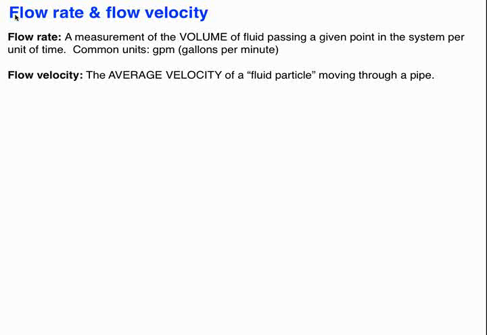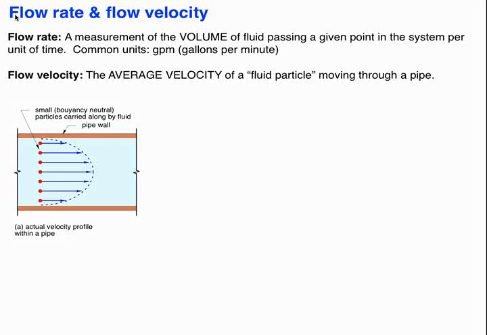Now, flow velocity is a little bit more complex. I've got down here that flow velocity is the average velocity of a fluid particle moving through a pipe. And here's kind of a picture of what's going on. This is a cross-section of a pipe. Flow is going from left to right here. And I want you to imagine those little red dots that you see here. Think of these as what I call buoyancy neutral particles. Think of these as something that you could instantaneously place into the flow stream and then watch how they move.